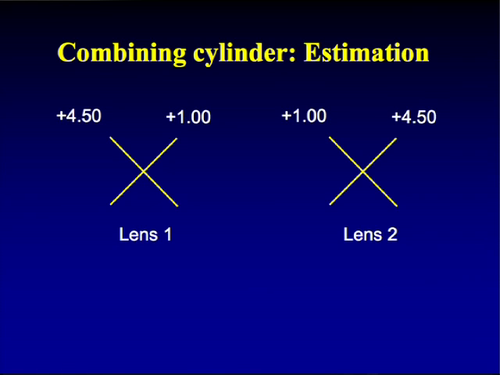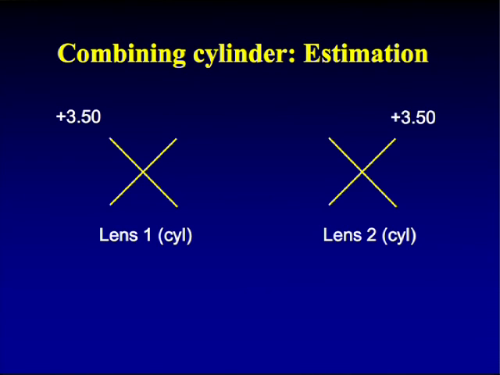Well, to figure that out, first of all, we don't care about the sphere, so we're just going to take all the sphere away. So we'll take away 1 from all 4 of these and just put that aside. So the net question really is you've got a 3.5 this way and a 3.5 this way, and what's the combination of those two?